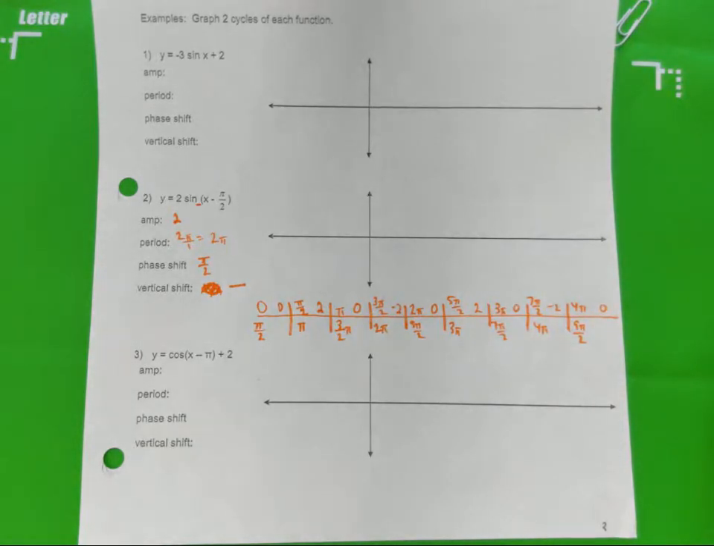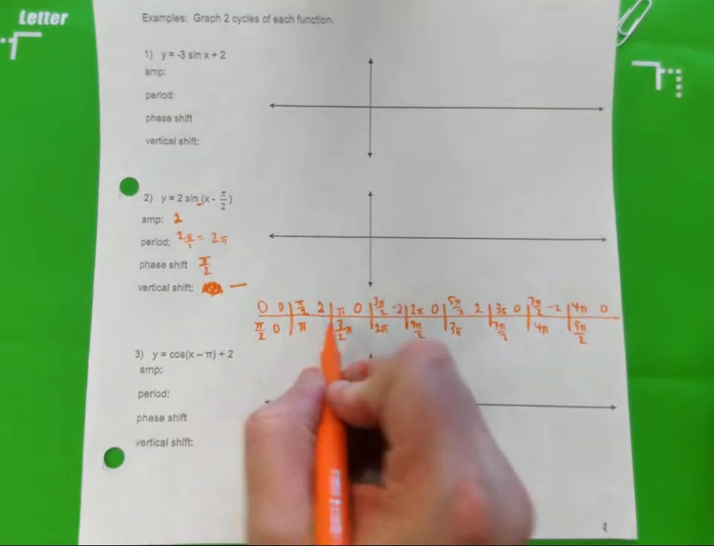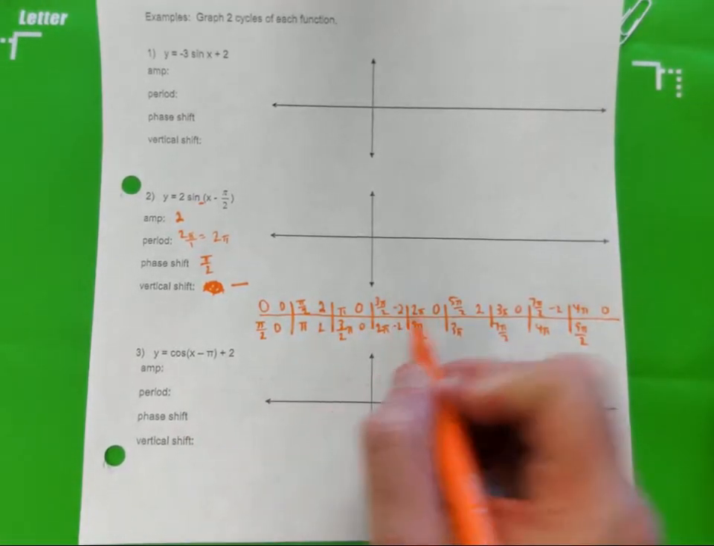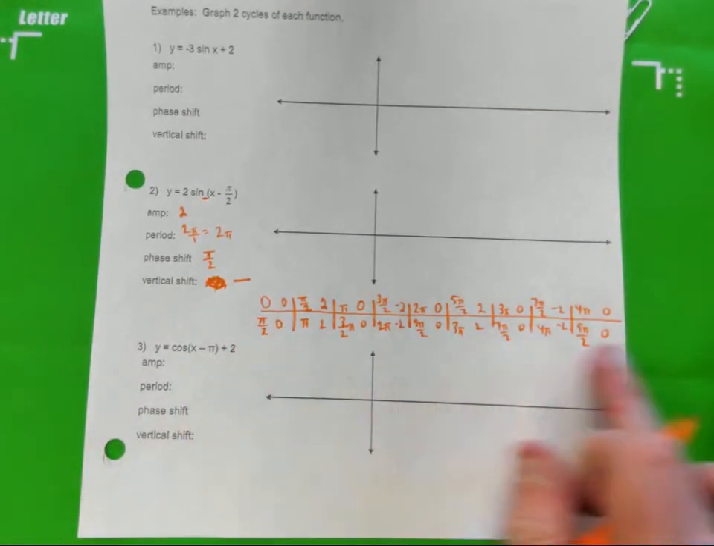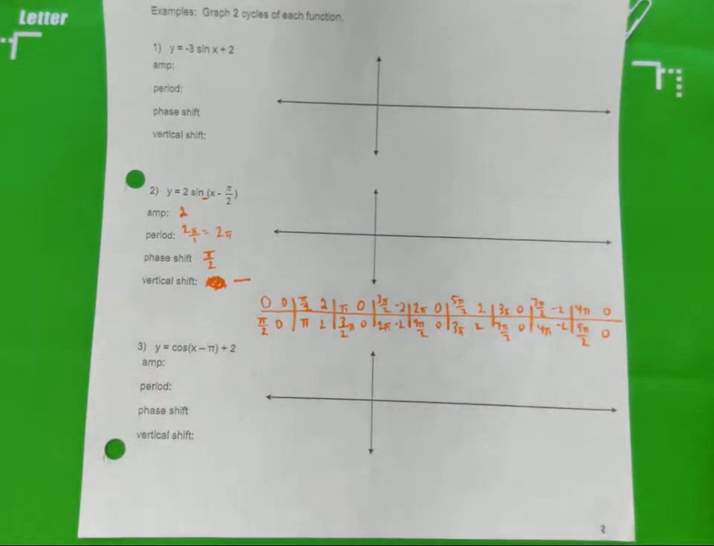Do I have a vertical shift here? I didn't have a vertical shift, did I? So what would you do with your y coordinates? Just bring them straight down. And then those are the points you graph. The bottom line is what you graph, okay?